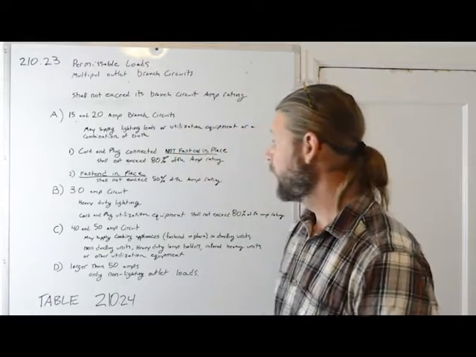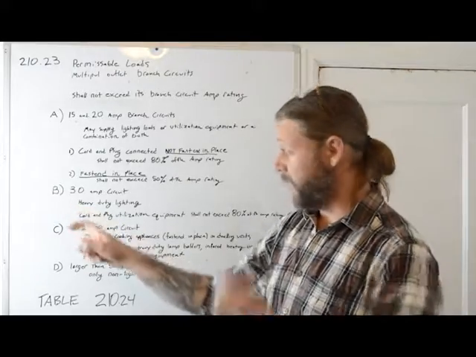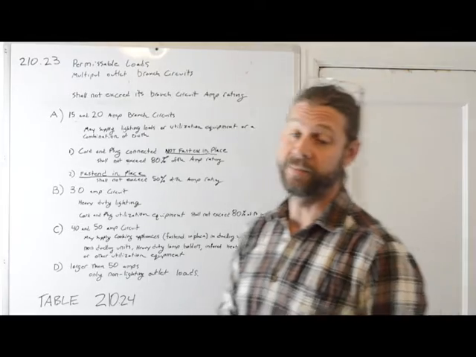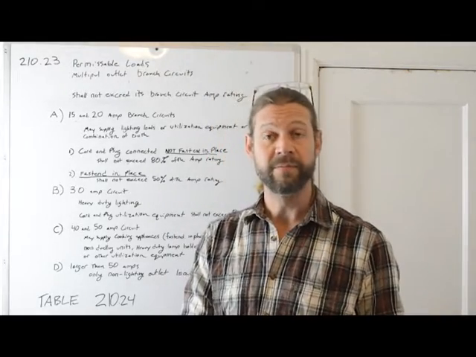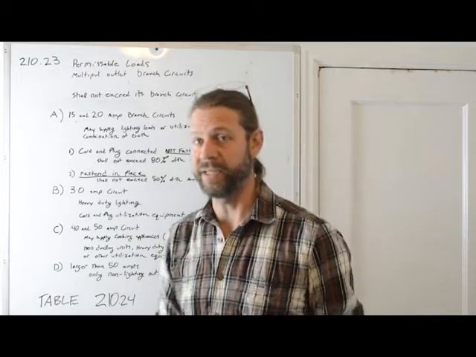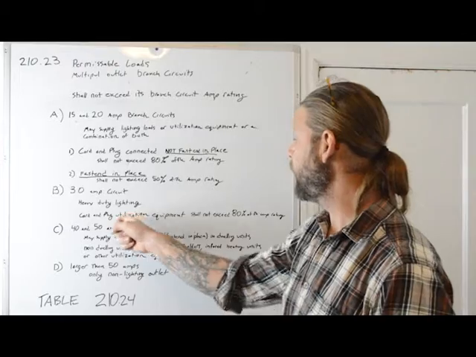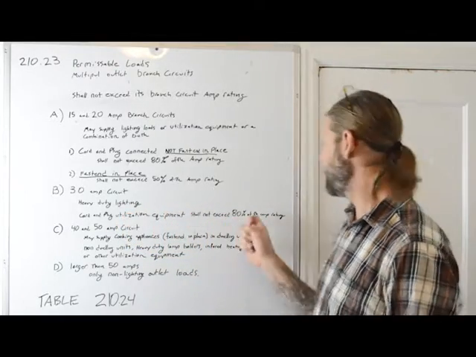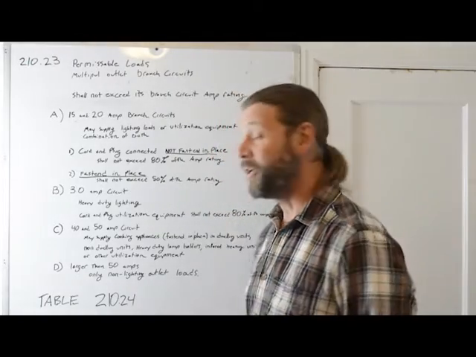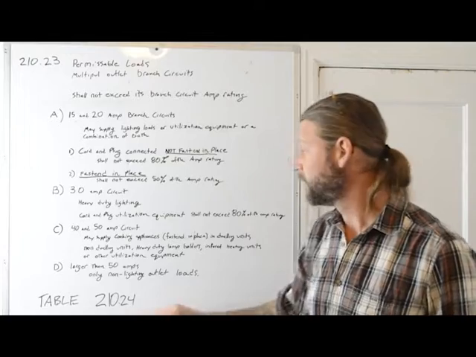Cool. A 30 amp circuit. So a 30 amp circuit can supply heavy duty lighting. It can't supply the regular lighting, only the heavy duty mogul base, and that was actually in a code section we just covered. It can supply cord and plug utilization equipment that shall not exceed 80% of the amp rating. So there you go. And this is all summarized in table 210.24.